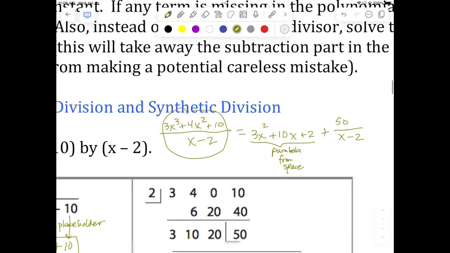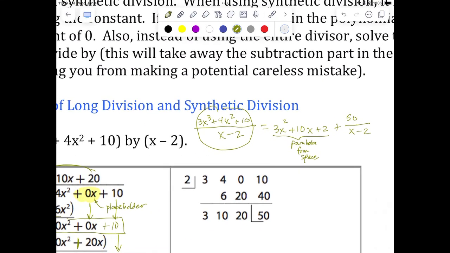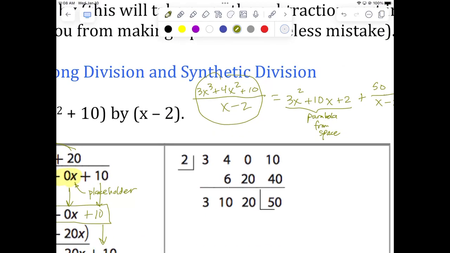Okay, now let's look at the synthetic process. I think you're going to like the synthetic process. First of all, I don't put the 2 up there. I'll show you where I put the 2. I put the line extending out here.